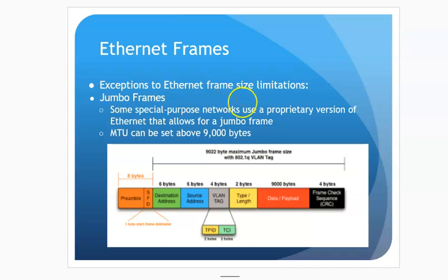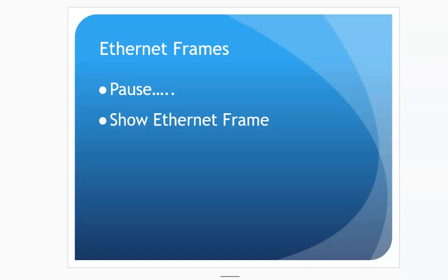Jumbo frames: some networks use a proprietary version of Ethernet that allows for a jumbo frame, which can be up to 9,000 bytes and so forth, allowing a larger frame of data to move across that network. Well, let's take a look at some Ethernet traffic.